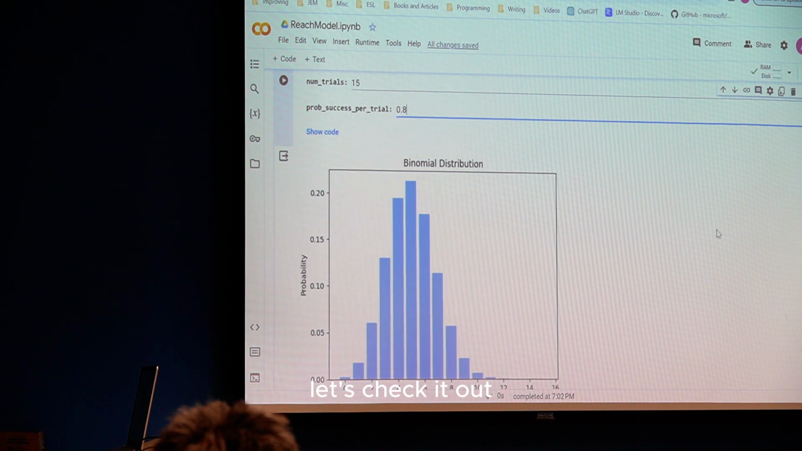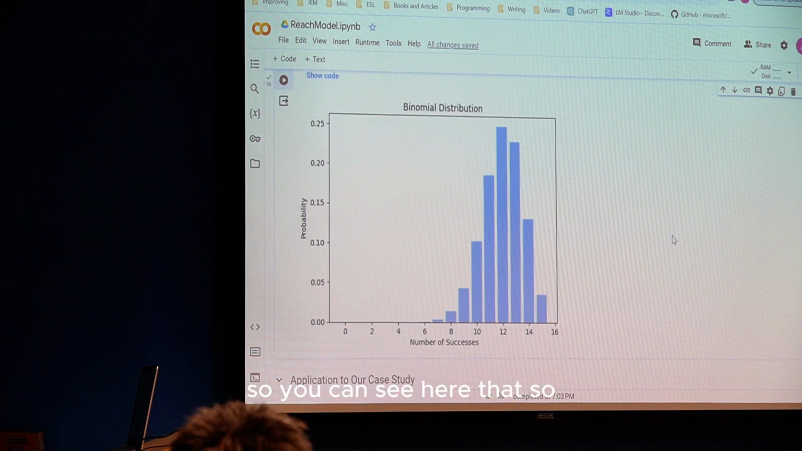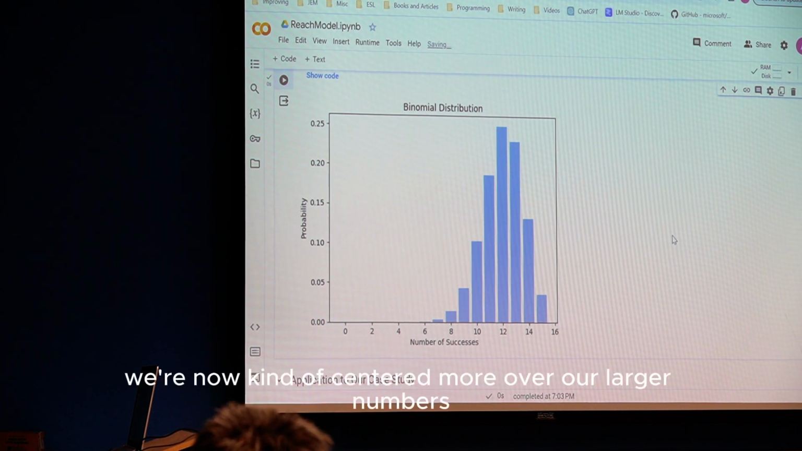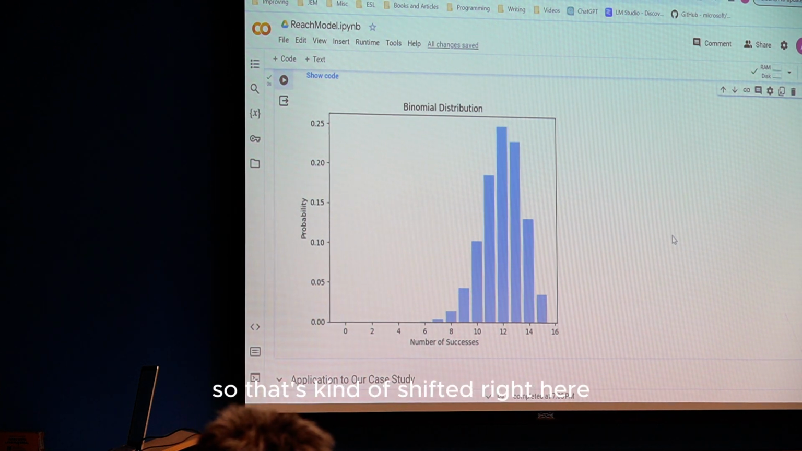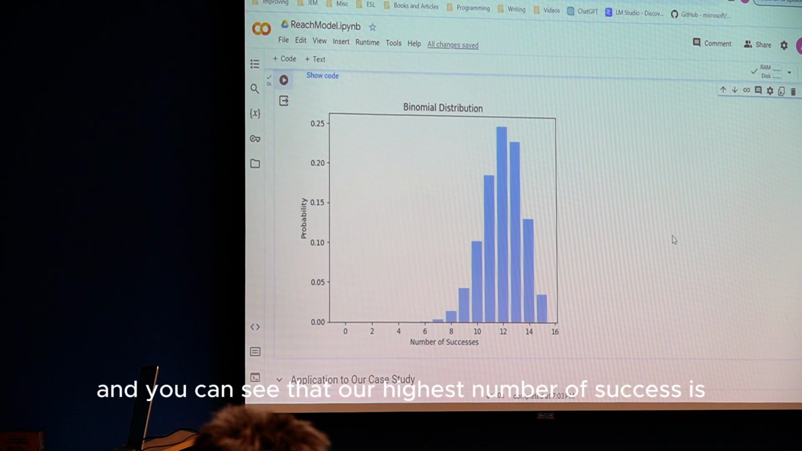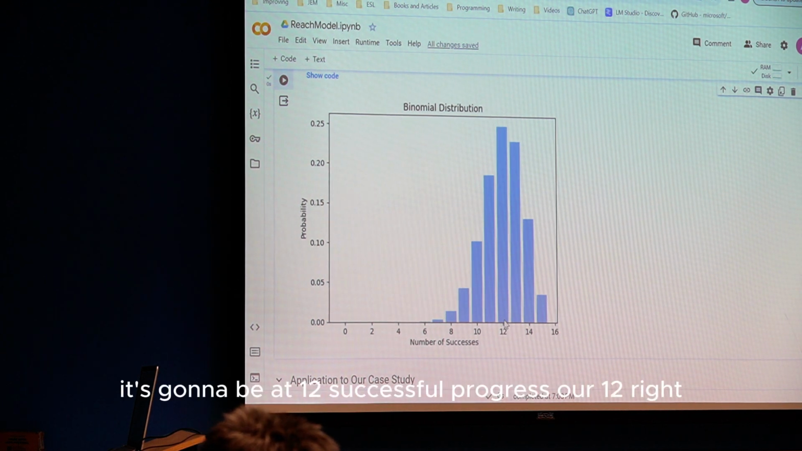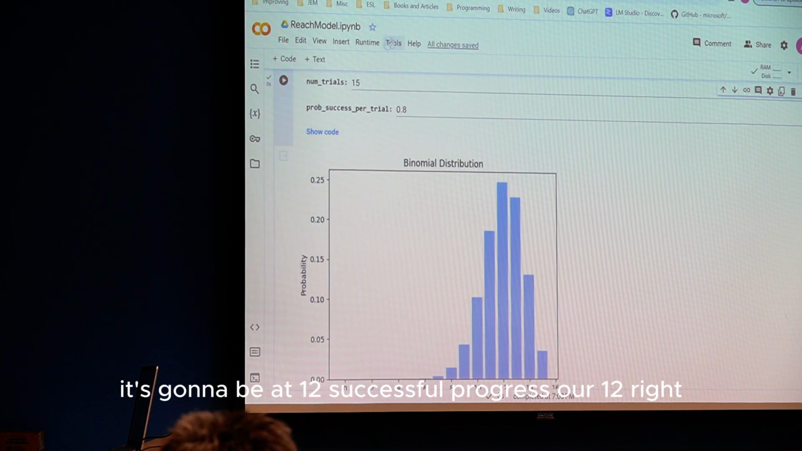So okay, let's check it out. You can see how we're now centered more over our larger numbers because we have a higher probability of success, right? So the graph's shifted right here. And you can see our highest probability is going to be at 12 successful outcomes out of our trials, right?